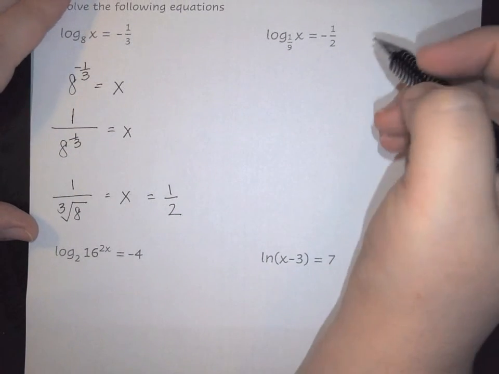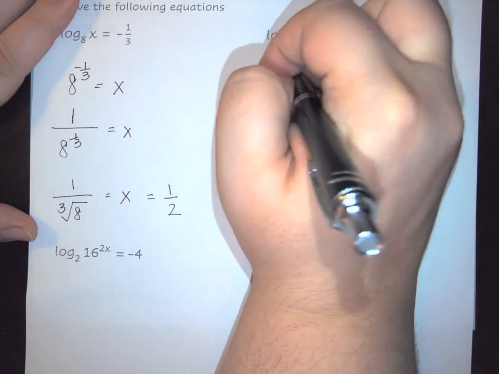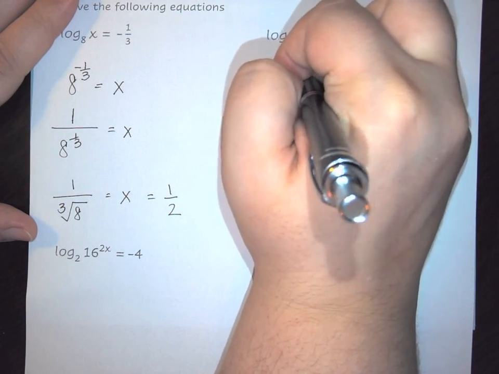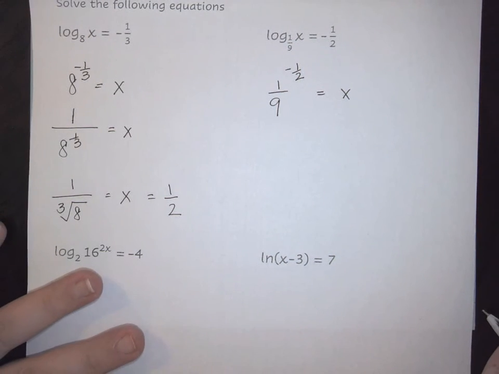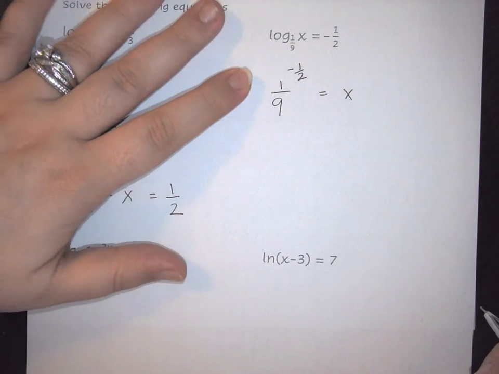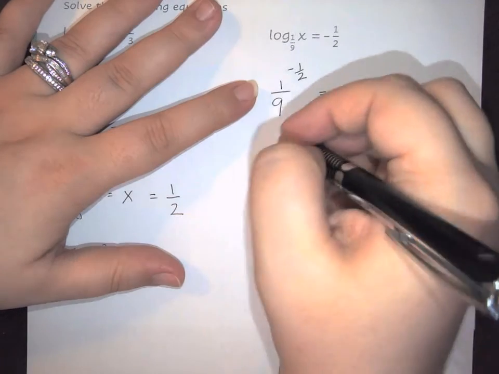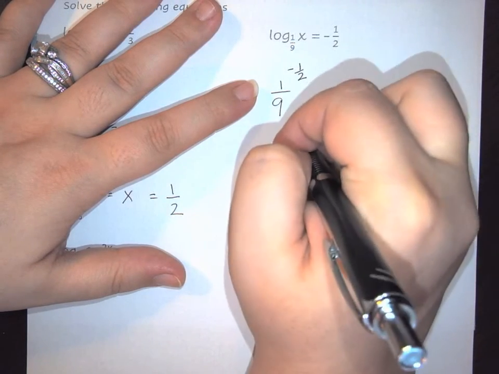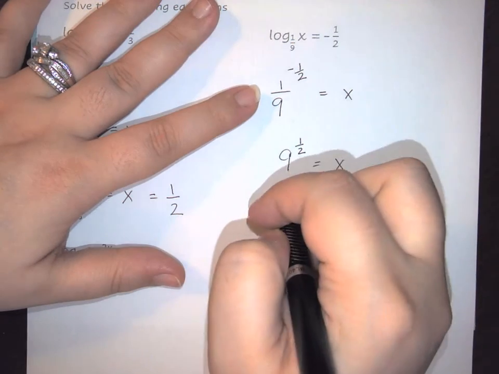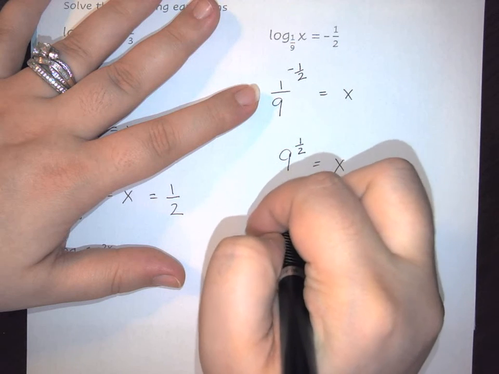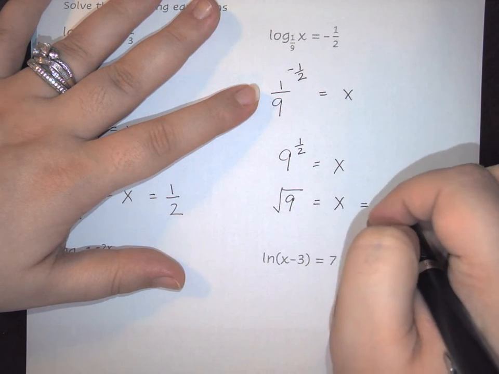Let's look at another. Here I have 1/9, and we're going to raise that to the negative 1/2 and say that this equals x. Okay. So here we have the negative rule, which says we're going to flip our reciprocal, so we're going to end up with 9 to the 1/2 is equal to x. Well, the 1/2 power is the square root, so this is the square root of 9 is equal to x, and we know the square root of 9 is 3.